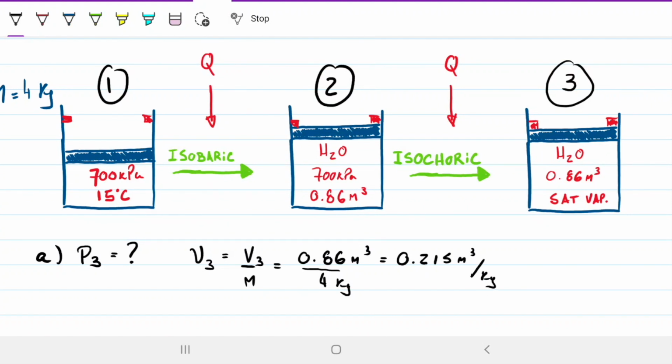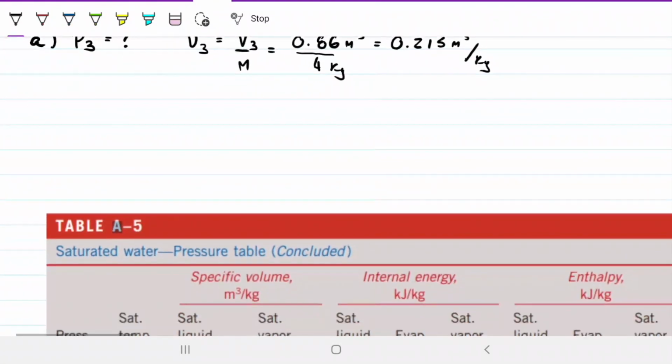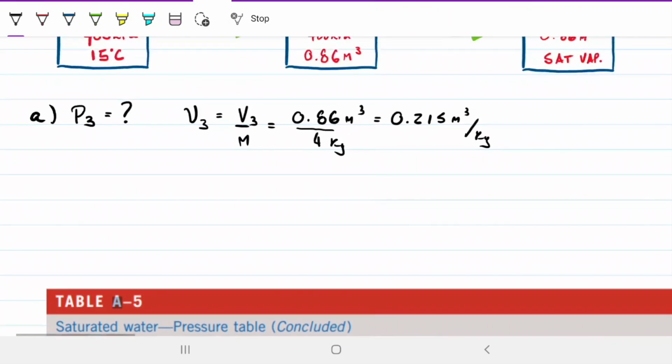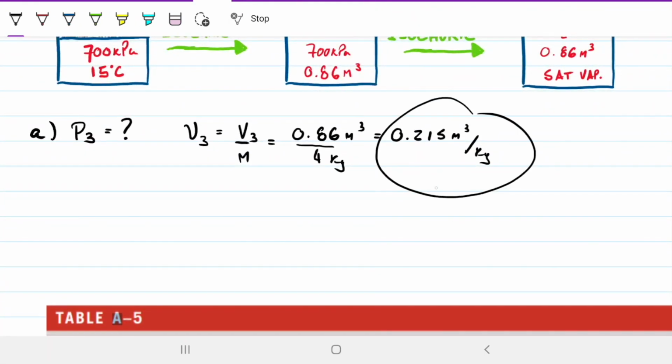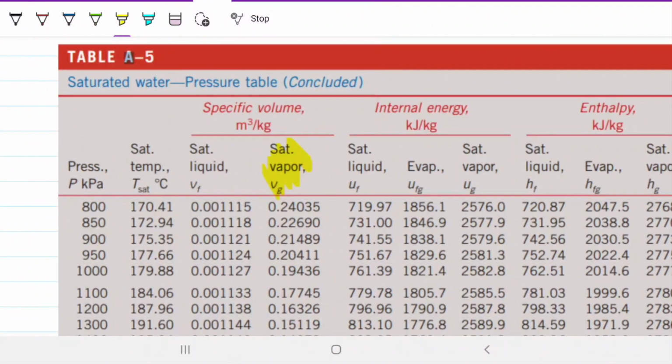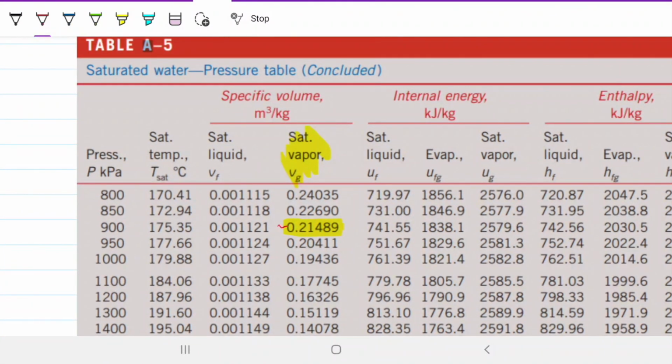Okay. With that, knowing it's a saturated vapor, what we need to do is just look on the steam tables and find where we have a saturated vapor that has 0.215 meters cubed per kilogram. On the water table, right? So saturated water, looking at a pressure table, I'm looking for a specific volume in which the saturated vapor is 0.215 meters cubed per kilogram. And you see this is close enough, right? This is not 0.215, but it's approximately 0.215.